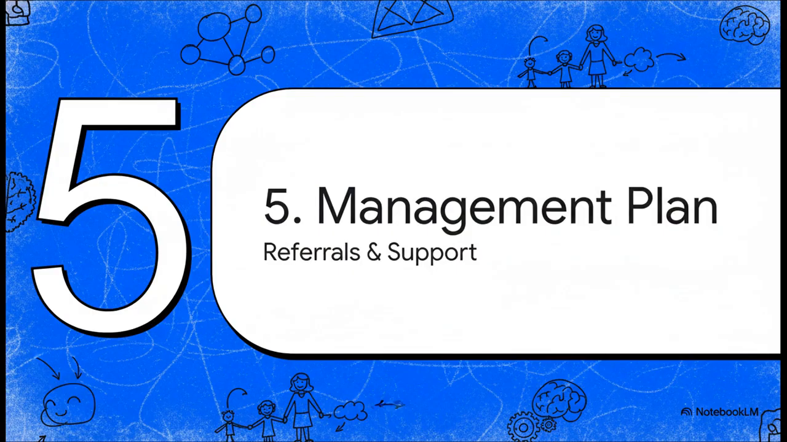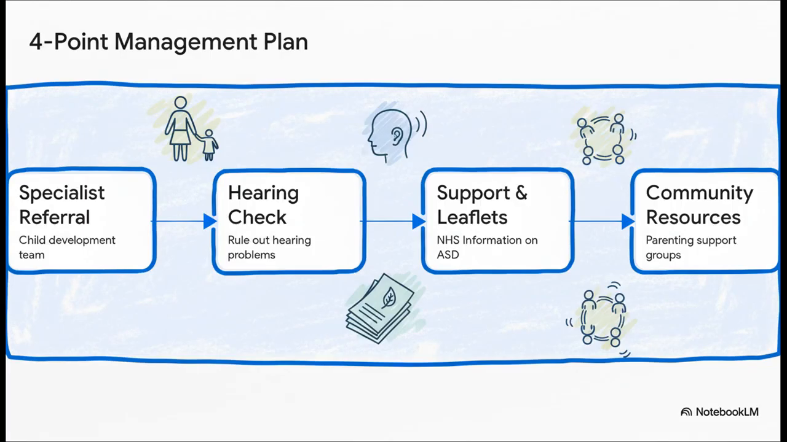So, what's next? The management plan, of course. Just giving a potential diagnosis without a clear plan is, well, it's not helpful at all, is it? This part is all about giving the parents concrete, actionable steps to take. And this is what a great plan looks like. It's got multiple parts. Number 1, the specialist referral. That's our main goal. Then, a hearing check. You always have to rule out hearing loss as a cause for communication issues.